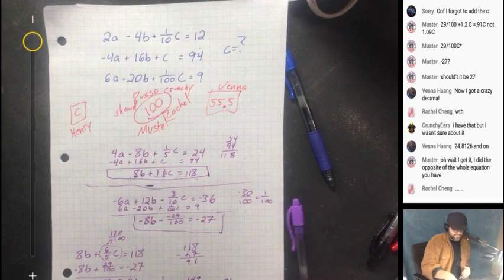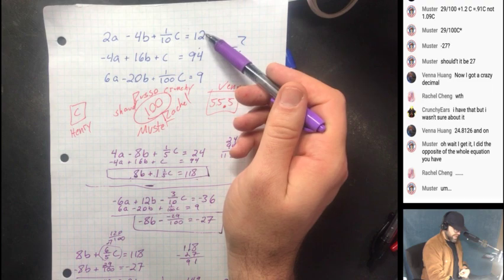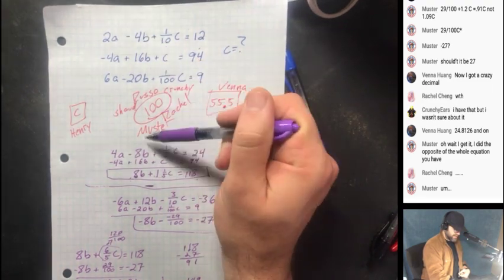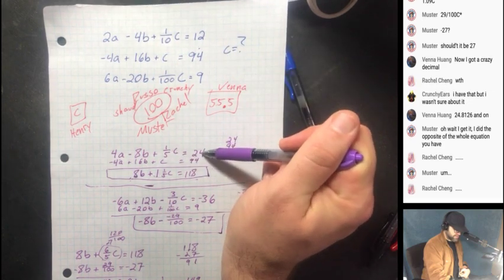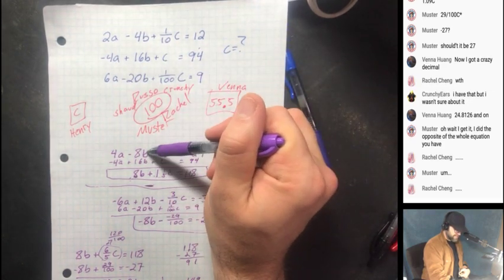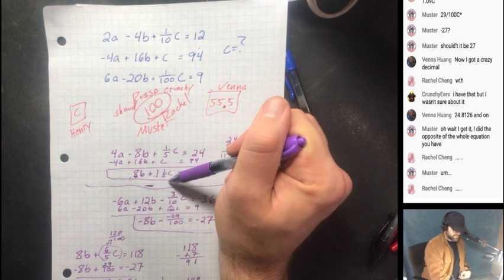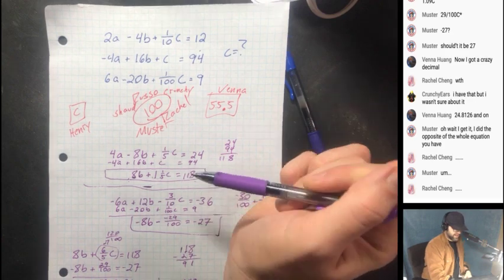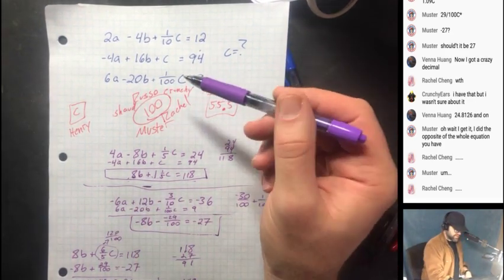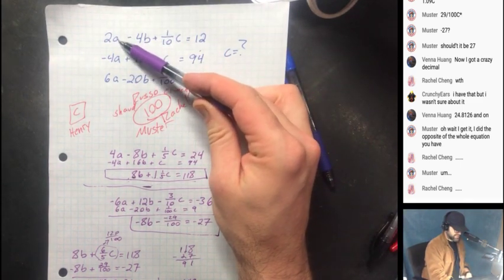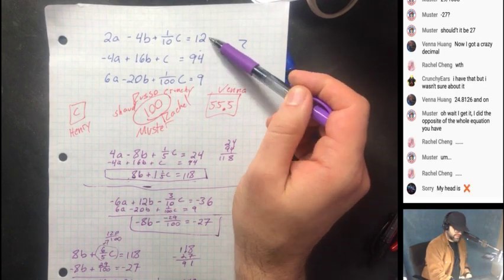So the first thing that we did was we multiplied this top equation by 2, and we got that's times 2, that's times 2, and that's 2 tenths or 1 fifth c, and that is times 2. Then we added it to this. Negative 8 times plus 16 is negative 8. 1 fifth plus c is 1 fifth c, and then 24 and 94 is 118. That tracks. Then our second equation, we multiplied it by negative 3, so that's negative 6. That's a positive 12, and that's negative 3 tenths, and that's a negative 36.